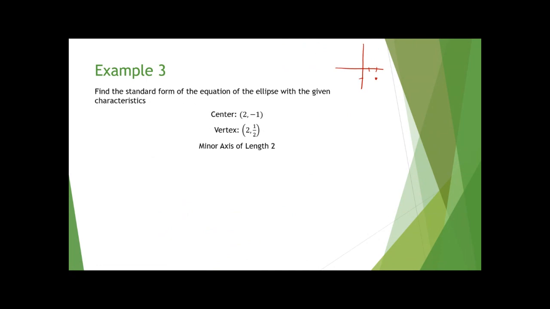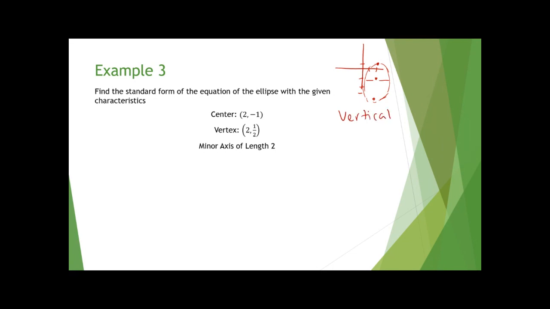They're giving us one vertex, (2, 1/2), which means if we go in the other direction, it should be roughly the same distance. So it's going to look something like this. And then a minor axis length of 2. So it's giving us not the major, but the minor. So again, this is vertical, so I need to make sure.